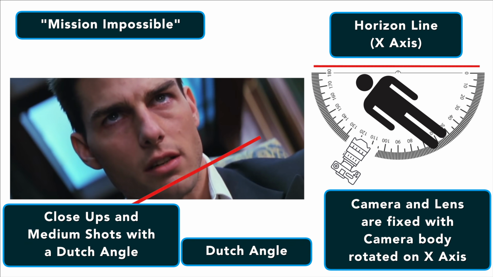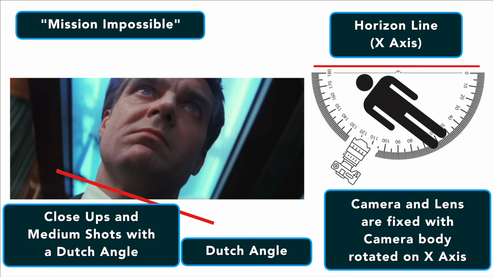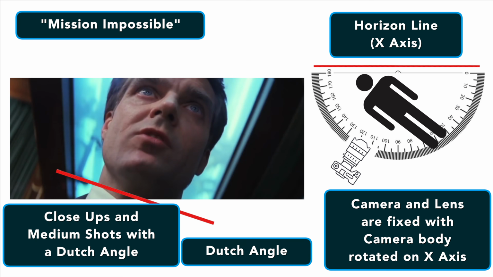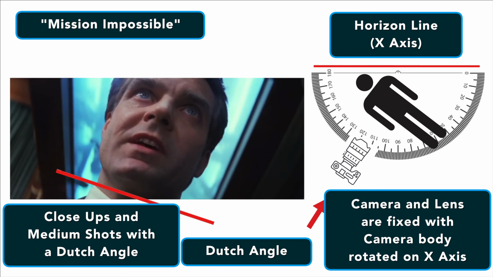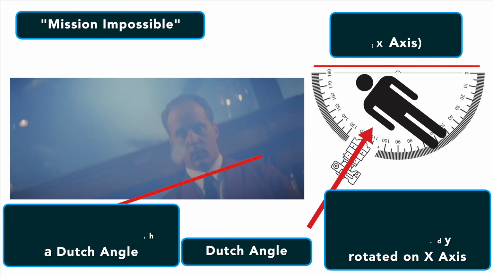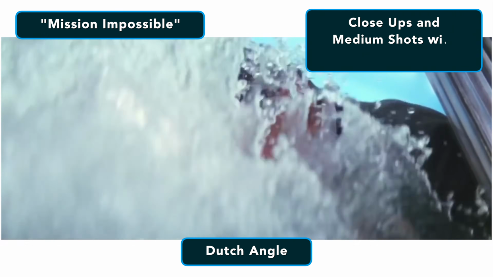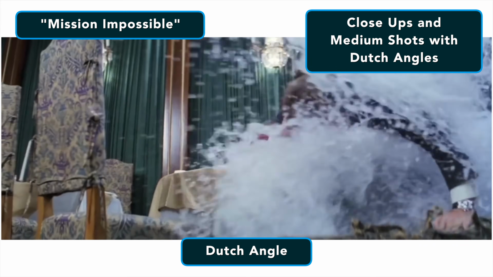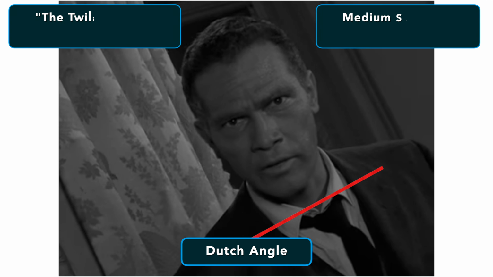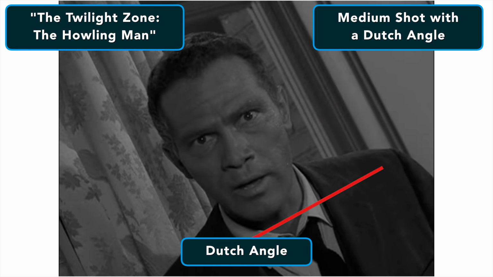A Dutch angle, also known as a Dutch tilt, a canted angle, or an oblique angle, is a type of camera shot that has a noticeable tilt on the camera's x-axis, or the horizon line. Directors often use a Dutch angle to signal to the viewer that something is wrong or disorienting or out of place with whatever's happening on scene.